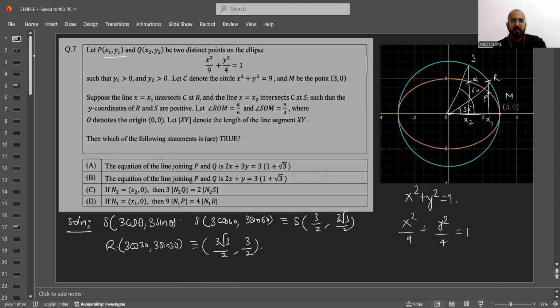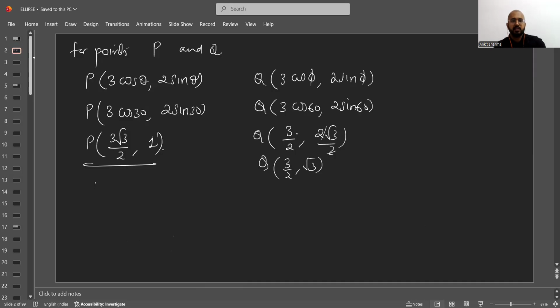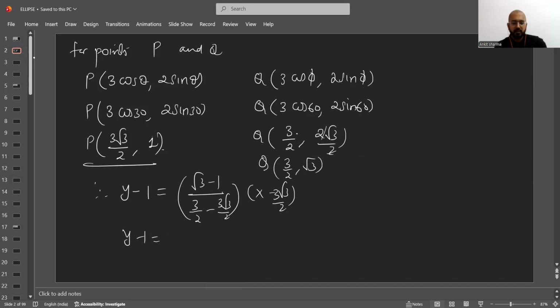What else is required? The equation of the line joining P and Q. So of course we can get the line joining P and Q points. So y minus y1 is equal to, now let's find the slope, y2 minus y1 upon x2 minus x1, and then x minus x1. That's what we get. We can simplify this further. So this gives me, this is root 3 minus 2. So root 3 minus 1 into 2 over, from here we can take root 3 common. So I'm going to get here, this is root 3 minus 3 into x minus 3 root 3 by 2.